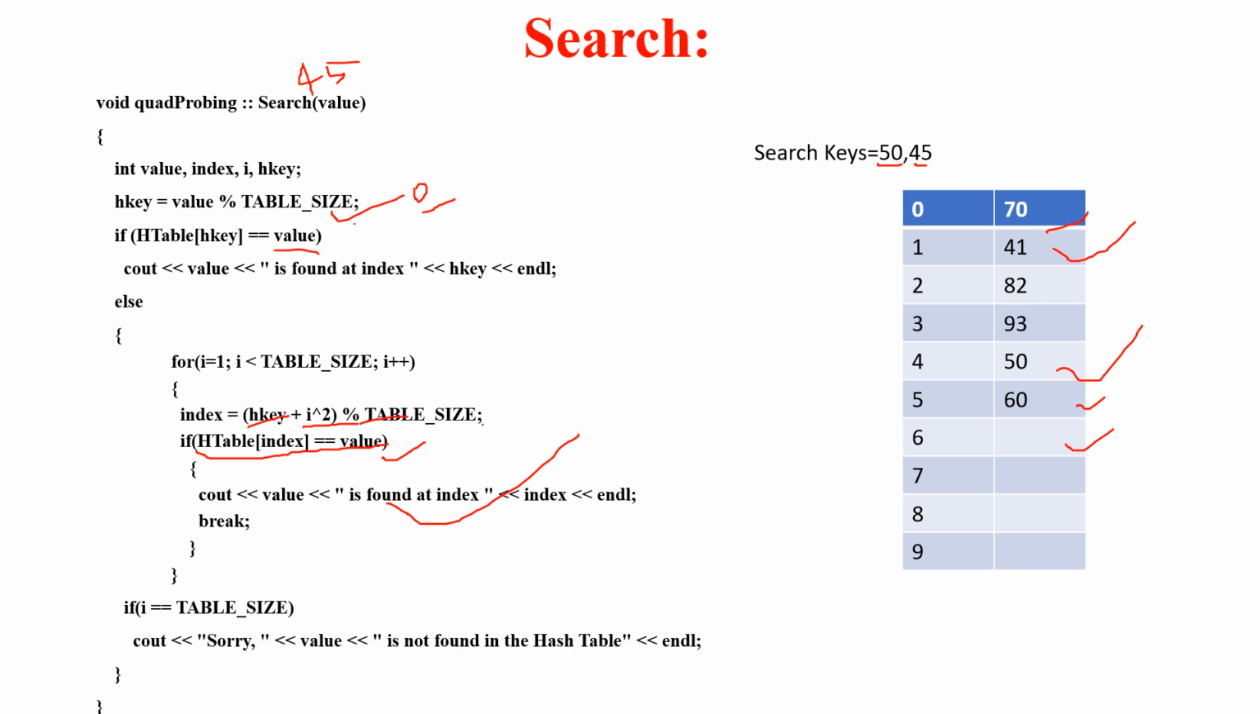Check the key plus i square, which is 2 square. Now it becomes 5 plus 4, 9, modulus table size. Then check whether the hash table at the ninth index has that key. No, it's an empty one. It means this part you are not going to execute. Then again you increment i, and again, like that. At last you reach i equal to table size, and then you can say that the element is not found in the table. This is the way of searching for an element in the quadratic form.